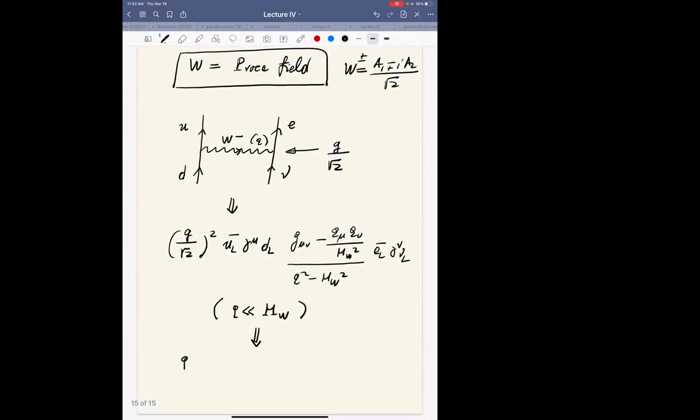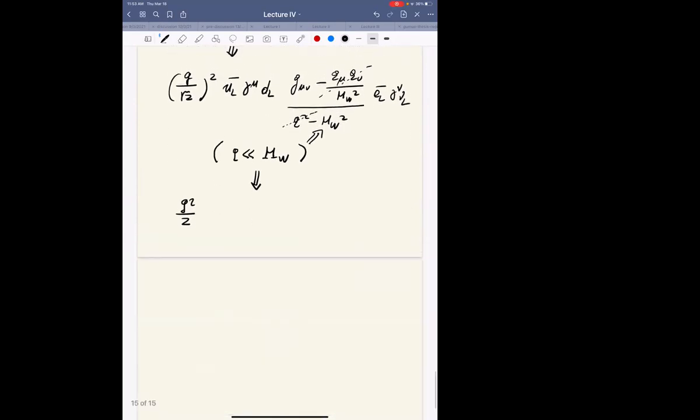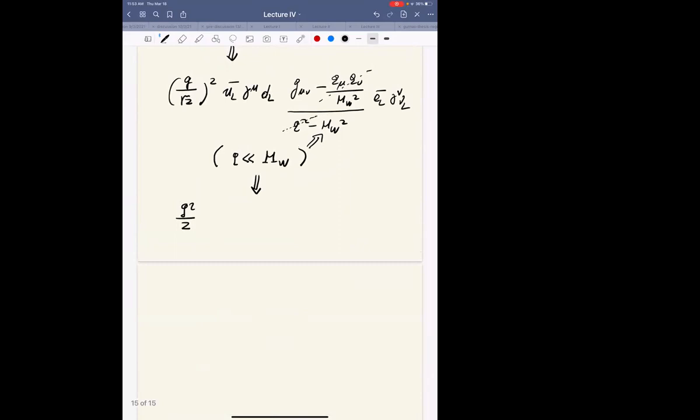G square over 2. I can neglect Q square. In this case, I can neglect this. See, unfortunately, this troublesome piece is opposite from being troublesome, simply does not contribute. Compared to g mu nu, which is 1, this is 0. This is the beauty of the low energy aspect of the standard model, immediately reproduces Fermi theory.